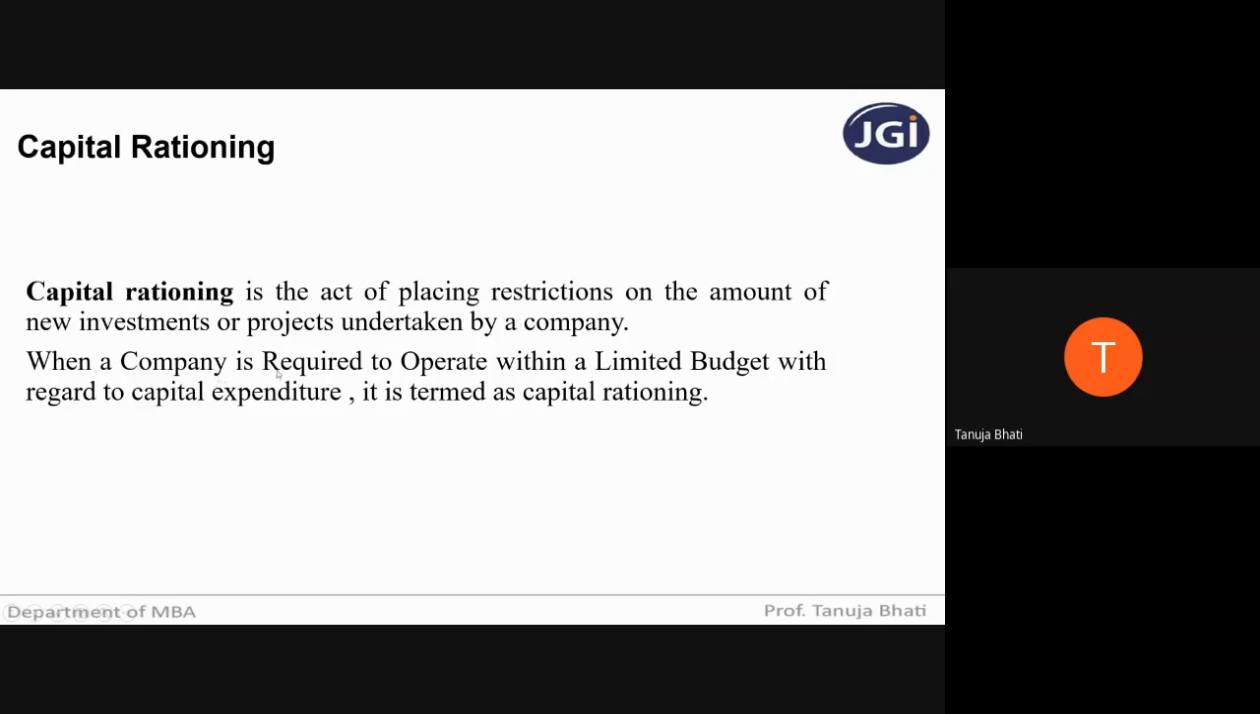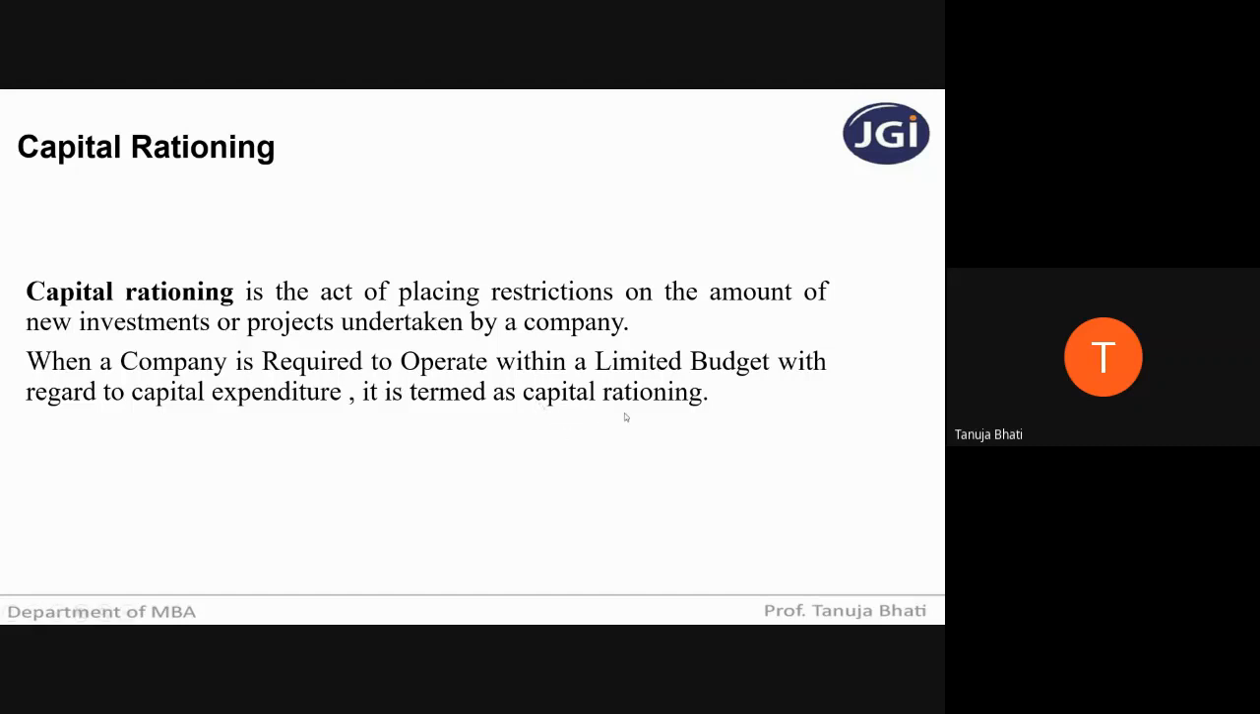Again, I repeat this: when a company is required to operate within a limited budget, suppose, for example, 10 crores with regard to any capital expenditure. Now, capital expenditure, again I'm repeating, can be acquisition, modernization, expansion of the business. It can be replacing a long-term asset or purchasing a new long-term asset. These are all capital expenditures, where the benefits are going to be received by the company over a period of more than 1 year. So when you have to operate within a limited budget, it is termed as capital rationing.